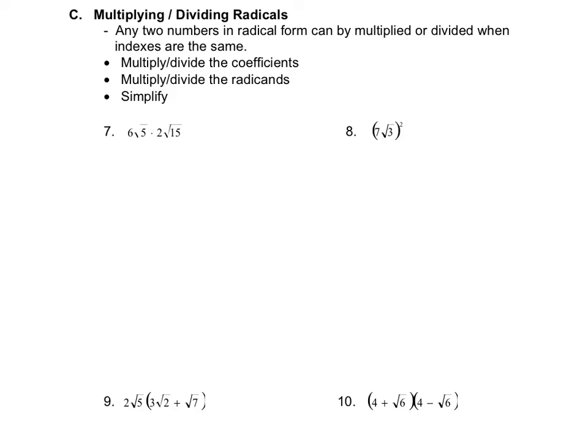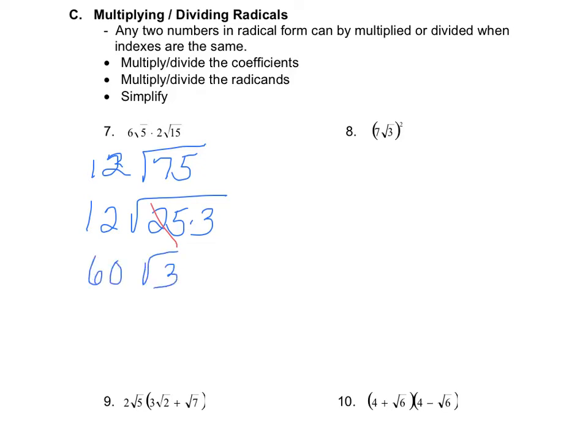In number 7, 6 radical 5 times 2 radical 15 is going to give me 6 times 2 is 12. And radical 5 times radical 15 is radical 75. All right, let's see if we can simplify 75. Bring down the 12. 75 is 25 times 3. Square root of 25 is 5. When 5 meets this 12, we get 60 radical 3. And there's my answer. That's how easy this is.